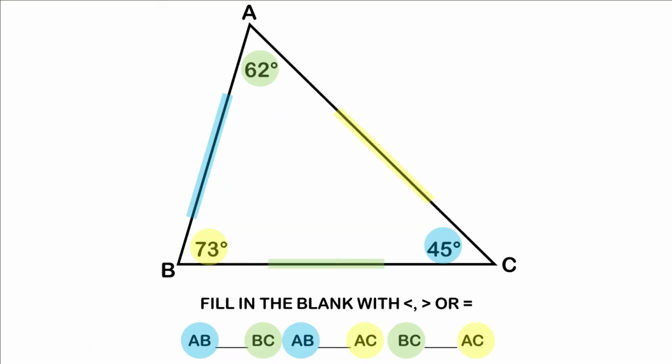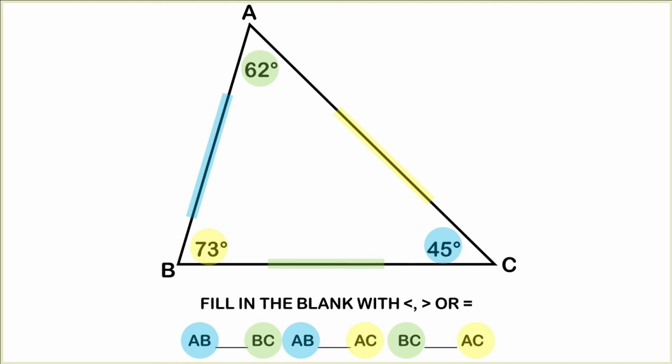Now we should be able to look at these three angles, the 62-degree angle, the 73-degree angle, and the 45-degree angle, and we should be able to tell which side of the triangle is longer. So the first comparison that they want us to make is they want us to compare the blue side, AB, to the green side, BC.